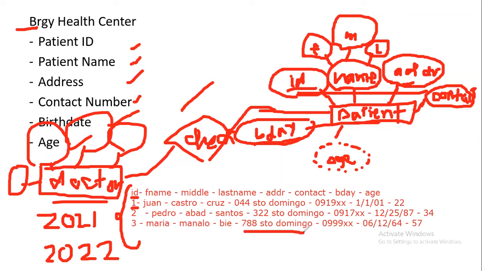Yung address, pwede bang magpalit by the next year or the succeeding years? Possible if lumipat siya ng compound. Pero sa taga Santo Domingo siya. Pero kung umalis na siya sa Santo Domingo, this will be marked inactive or non-resident na siya kasi wala na siya sa 788 Santo Domingo. Pero kung lumipat siya sa kabilang lote, 790 na siya, i-update natin tong address niya para correct yung data natin.